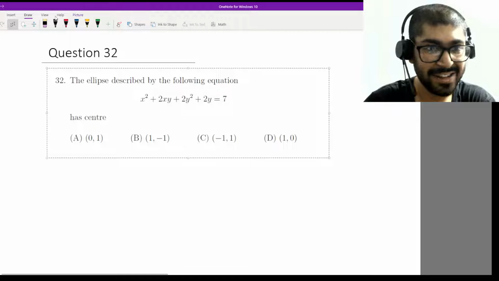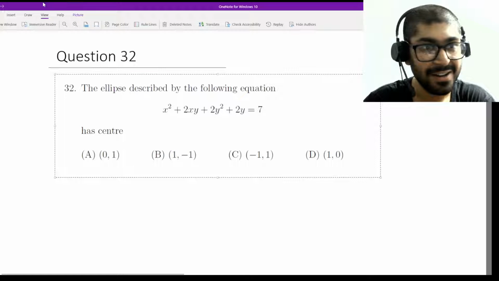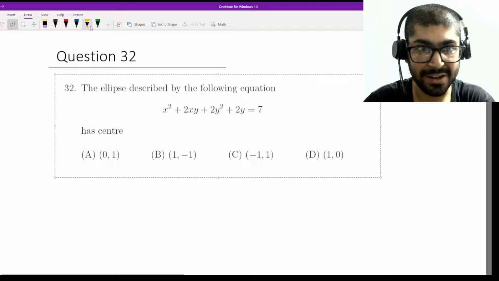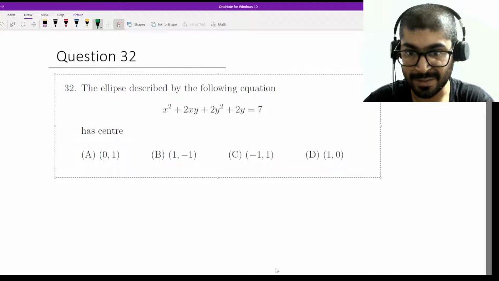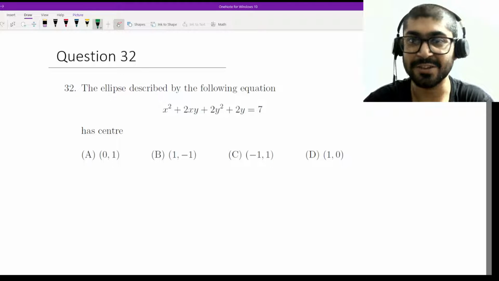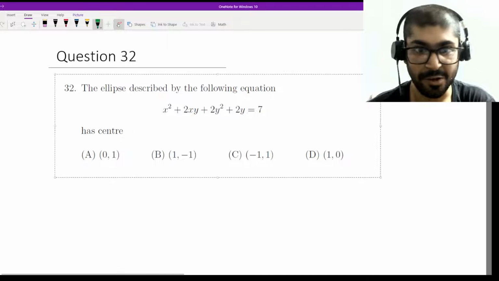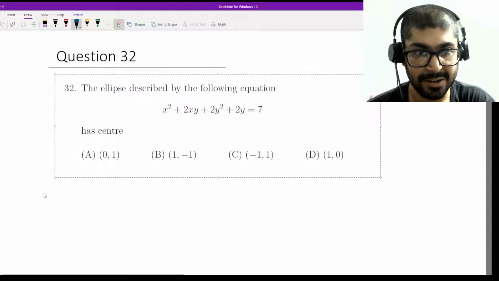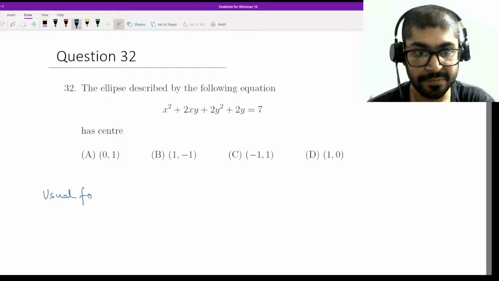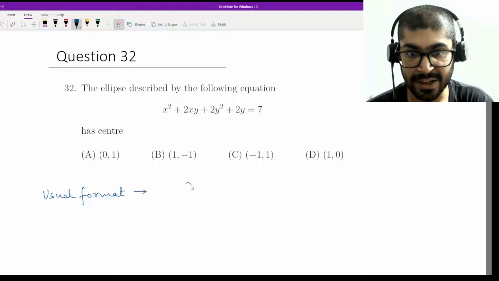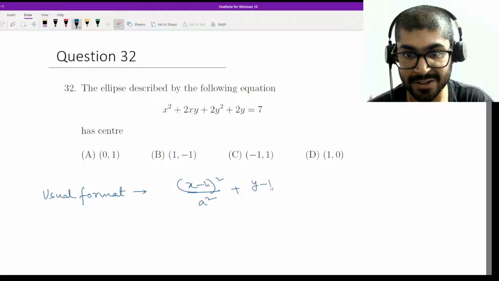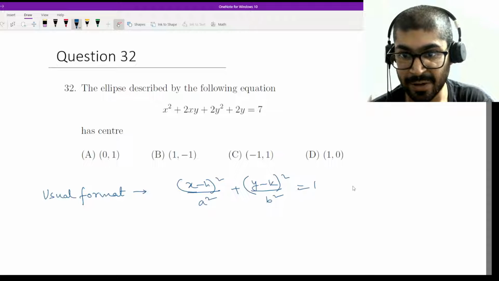Now finding the center of the ellipse is quite easy when it's given in the desired format, right? But here the format is not what we are used to. The usually common format is x minus h whole square by a square plus y minus k whole square by b square equal to 1. Then you have the center as h comma k.